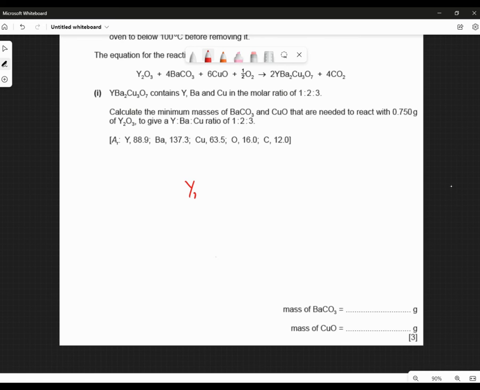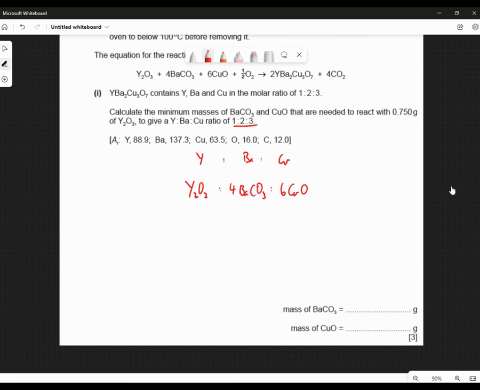We've been given yttrium oxide, which is that. So that's got two yttriums in. So to give me a 1:3 ratio, I need 4 barium carbonates, and I need 6 copper oxides. So that's the ratio I need to give me a yttrium barium copper ratio of 1:3. Obviously it's 2:4:6 here, but it's the same ratio, isn't it? So there you go. That's all I've got to do. It's not so hard once you realize what you've got to do.